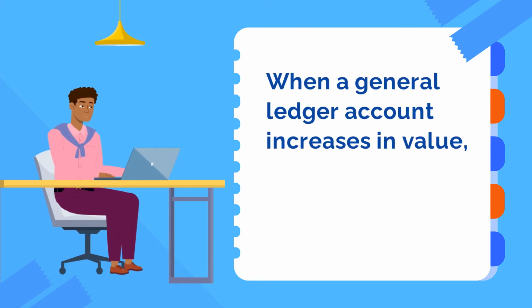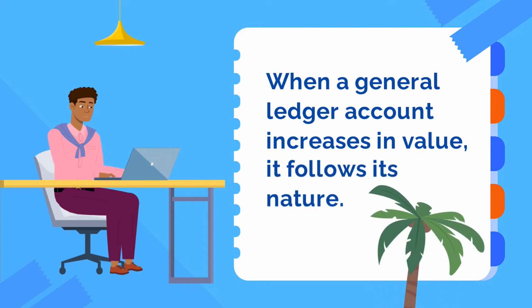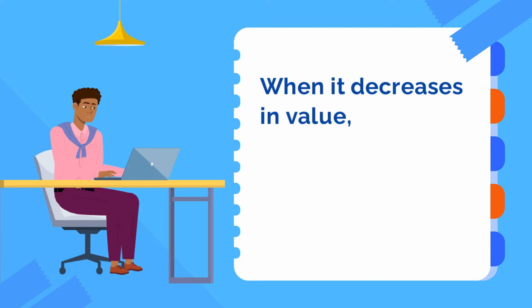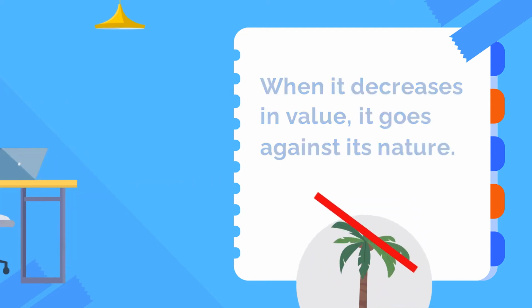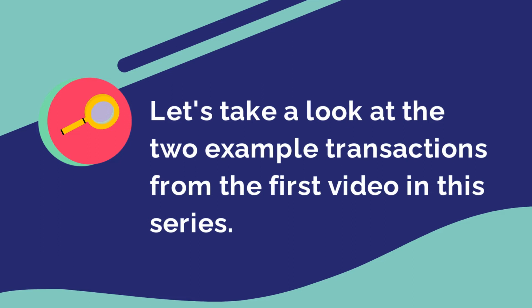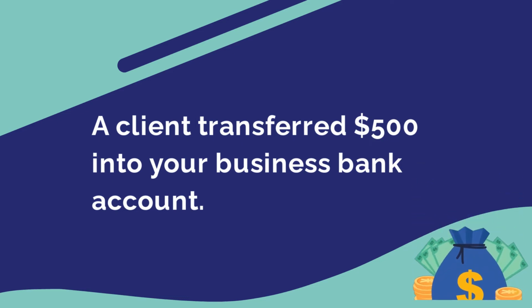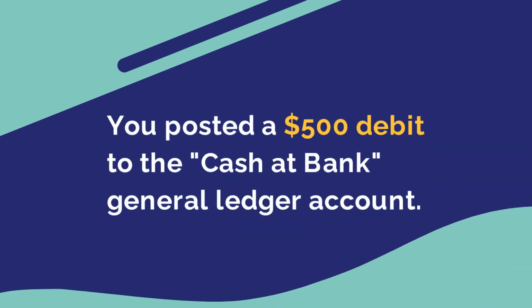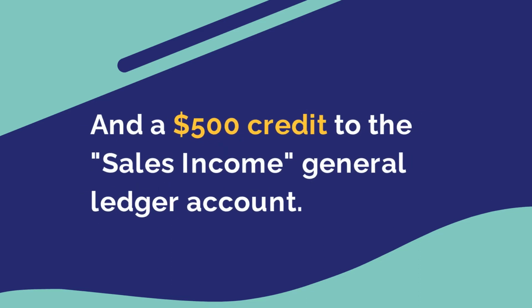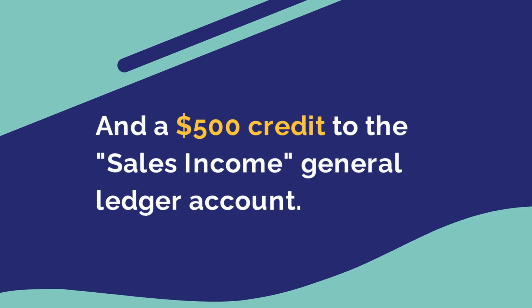Now, the reason this is important is that when a general ledger account increases in value, it follows its nature, and when it decreases in value, it goes against its nature. To illustrate this point, let's take a look at the 2 example transactions from the first video in this series. In the first transaction, a client paid you by transferring $500 into your business bank account after you designed a logo for them. To enter the transaction into your set of accounts, you posted a $500 debit to the cash at bank general ledger account and a $500 credit to the sales income general ledger account.